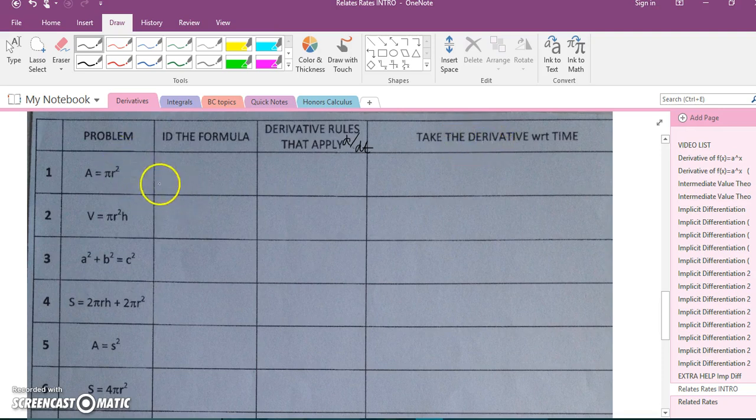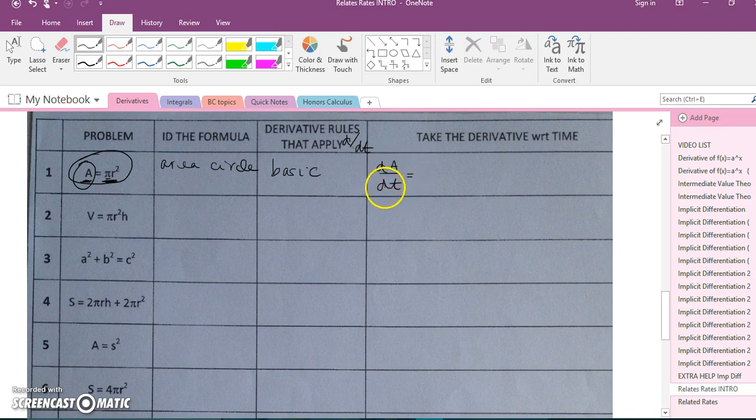So right here, good old pi r squared. That is for the area of a circle, obviously. And to do this, I don't really need product rule because pi is just a constant. It's not a function. And I definitely don't need quotient. I'm just going to use my basic or shortcut, whatever you want to call it. So I'm going to do the derivative of the whole thing with respect to time. That means I'm doing the derivative of A with respect to time and the derivative of pi r squared with respect to time. So derivative of A with respect to time, that would be dA/dt.